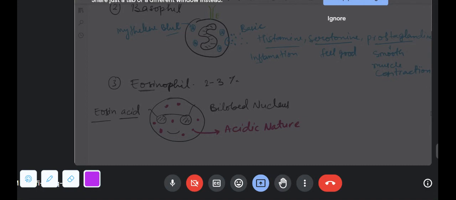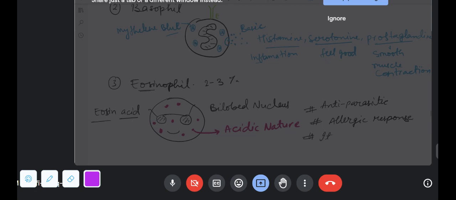And the important thing is it will help in anti-parasitic action. Along with this, it will also give an allergic response. It will produce H2O2 peroxides or reactive oxygens. You can write O2 minus. It will produce O2 minus reactive oxygens.